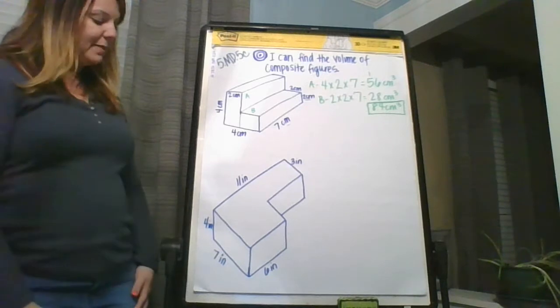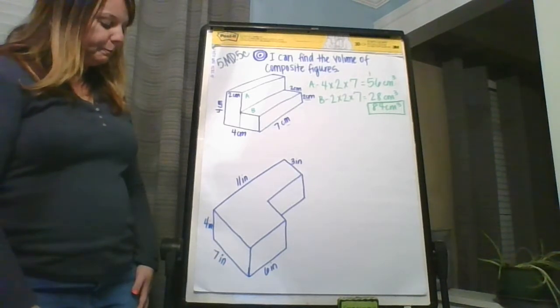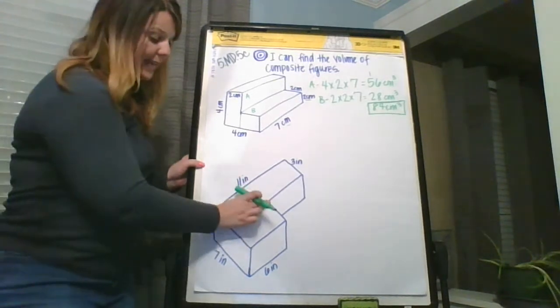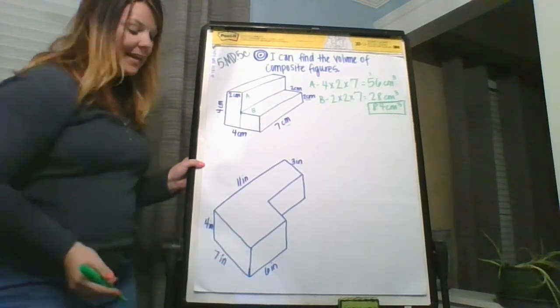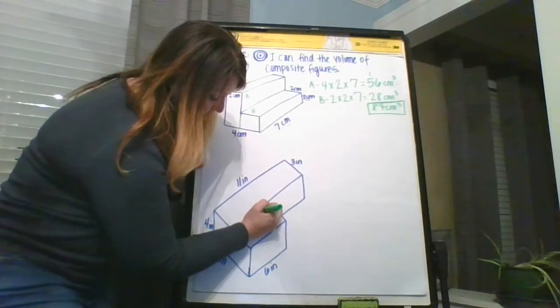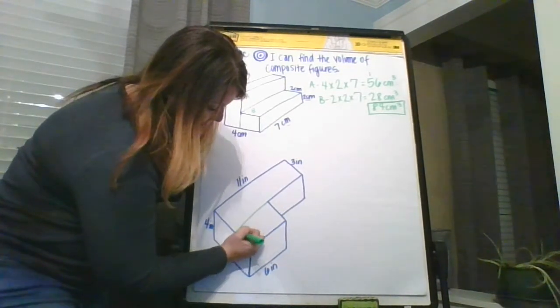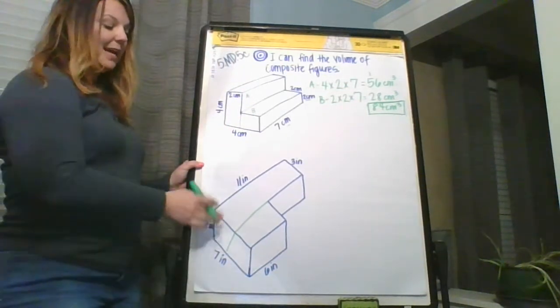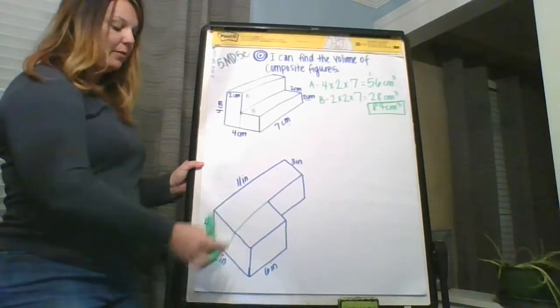The second shape that we're looking at, again, you're going to choose how you break it down. I can break it down here, or I can break it down here. And it really doesn't matter which way you do it. I'm going to do this one just because it looks like it might make the most sense to me. But you can do it any way you like. So I'm going to do the back and the front.